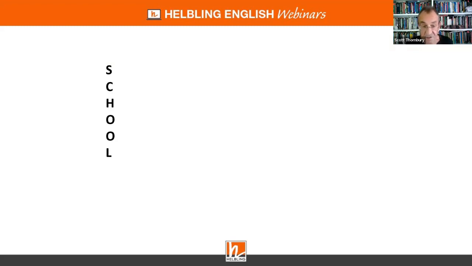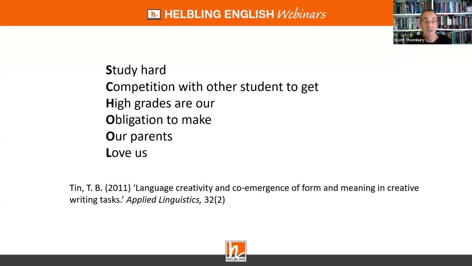And so she says to the students, she showed them how, and she said, okay, write an acrostic. So working in pairs, groups, whatever, they produce a poem about school. So it's a poem. So the rule, we can break the rules, because remember, creativity is about breaking rules. This is what one group came up with in Taiwan. Study hard, competition with our student to get high grades, our obligation to make our parents love us. Isn't that great?